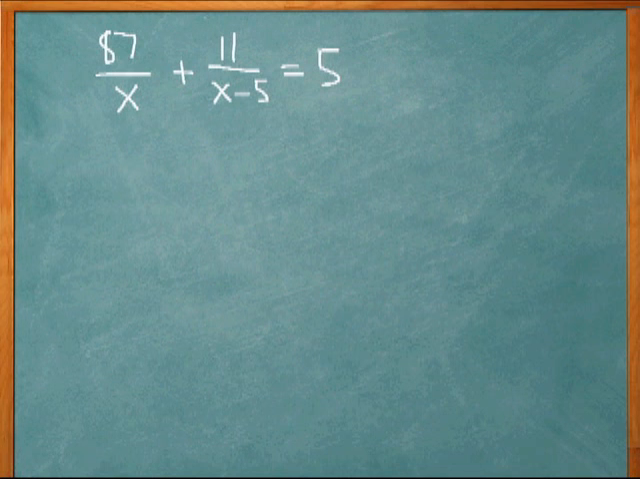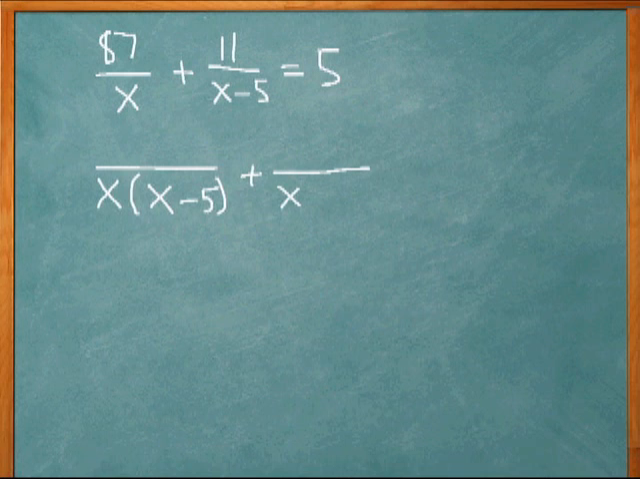So here we're basically adding 2 fractions. And when you add fractions, you need a common denominator in order to add them. So what we're going to do here, our common denominator is just going to be those 2 multiplied together, x times x minus 5. So we will write the denominators as x times x minus 5 for each section here.